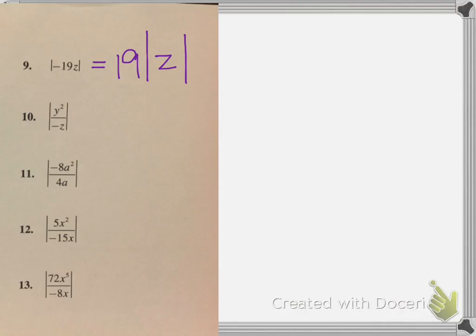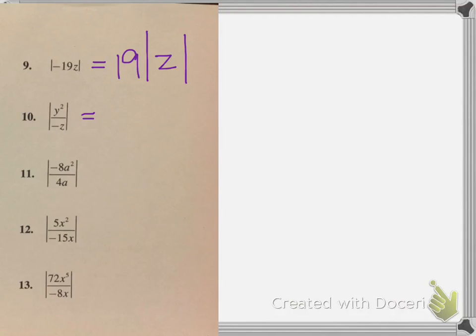The only time you don't have to do that is if it's being squared. If it was z squared, I wouldn't need that, because you know that a positive times a positive is a positive, and a negative times a negative is also a positive. So if it's a variable that's already being squared, it doesn't matter what the value is, it's still going to be positive. So you don't have to have the symbols in that scenario. And we actually see that in the next problem.